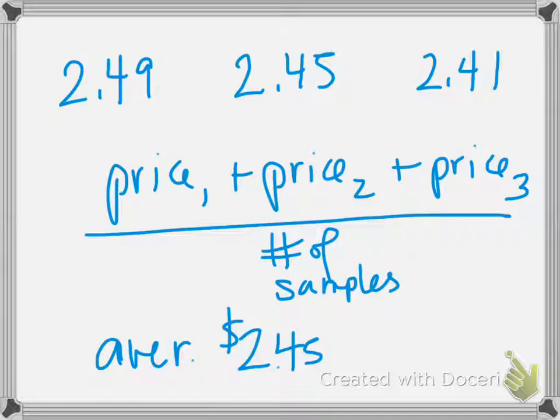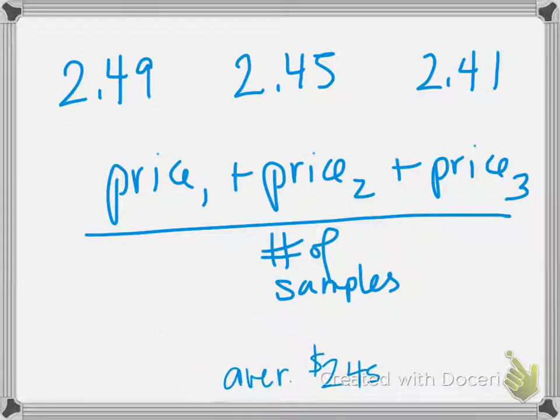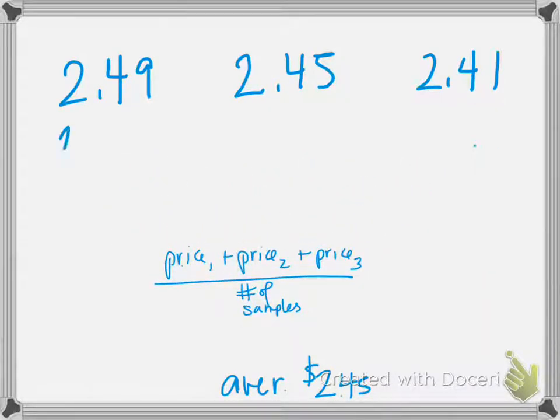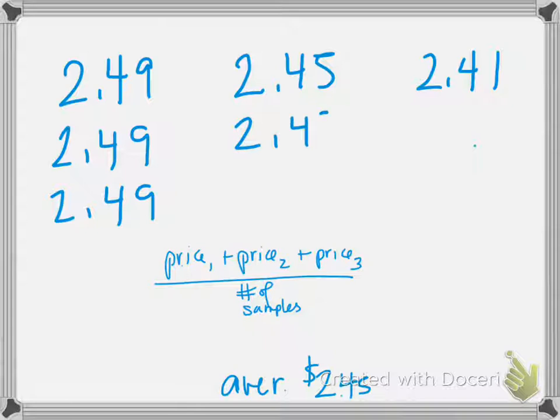Now, I put in here the generic formula for finding averages: price 1, price 2, price 3, divided by the number of samples you've got. In other words, add up your values, divide by the number of values you have. Easy enough. Well, what if I expand my search area? It starts to look like collusion, but I have 3 stations charging $2.49, 2 stations charging $2.45, and 1 station charging $2.41. Will this change my average?